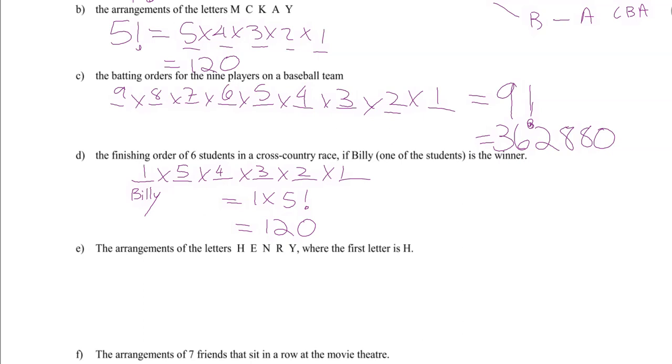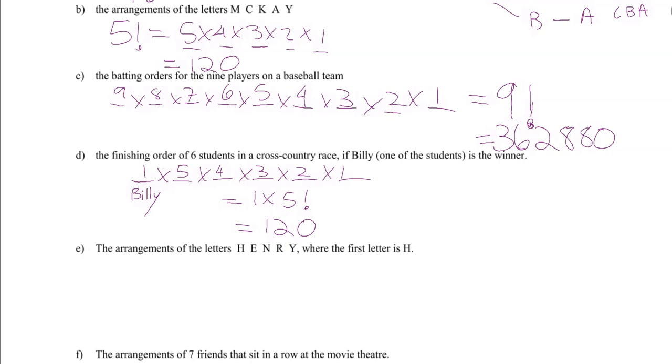Okay, so we set it up. So you don't really have to set it up as a fundamental counting principle. You can just say, all right, Billy, you're out of here. Okay. I have 5 other students to worry about, right? Sorry, 5 other finishers to worry about. How many orders can 5 students finish in? 5 factorial, 120. So that's another way to think about it, right?